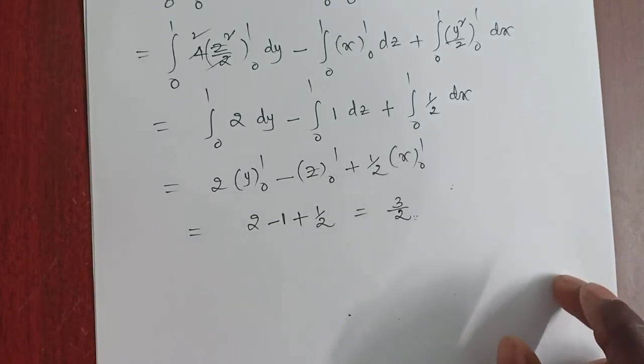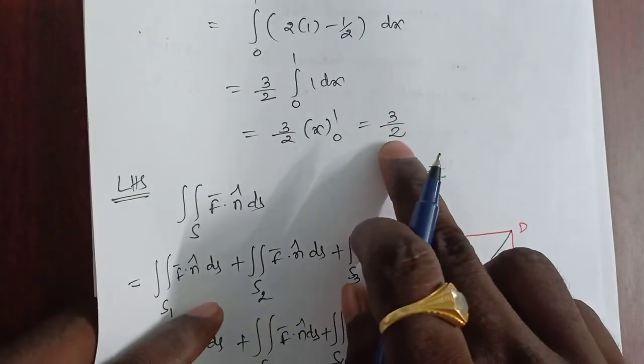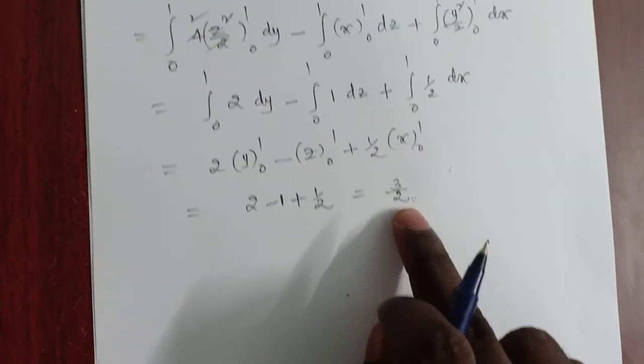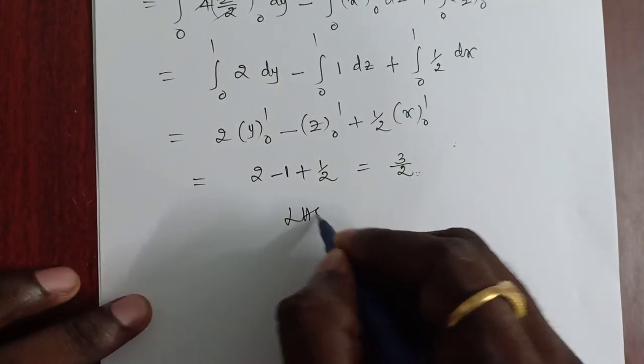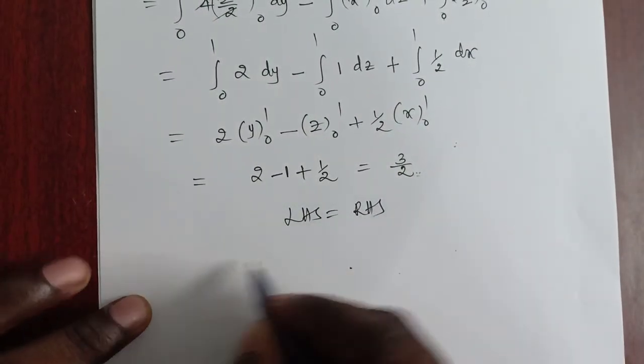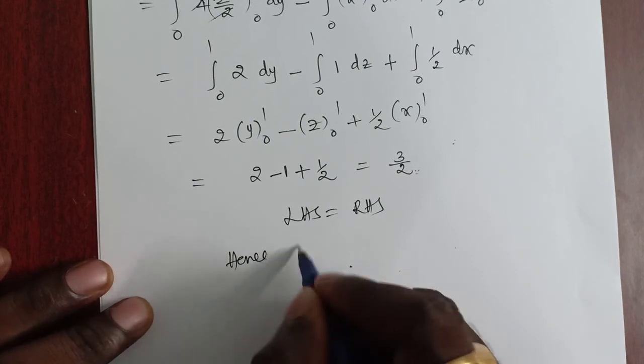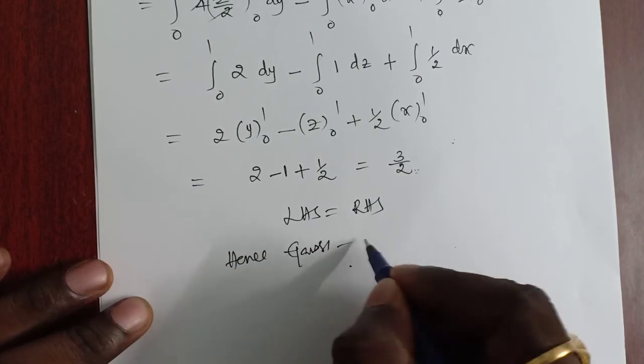So the LHS is 3 by 2, and coming to the RHS, it is also 3 by 2. LHS equals RHS, so hence the Gauss Divergence Theorem is proved.